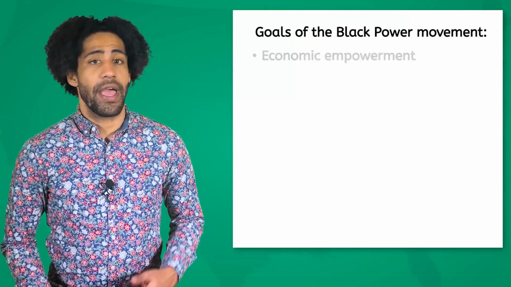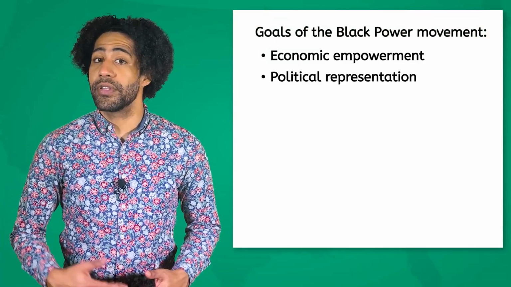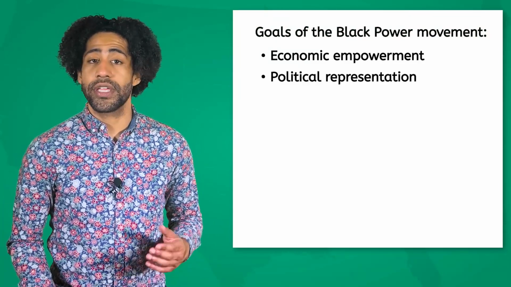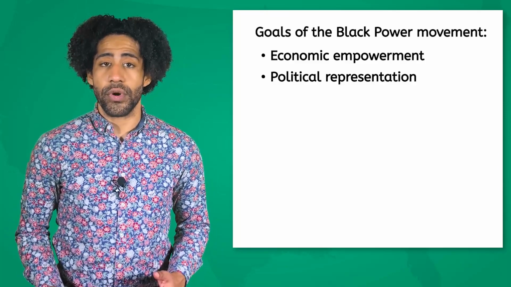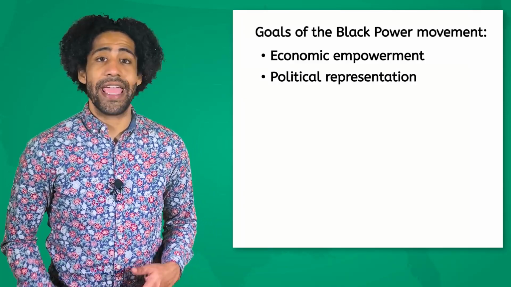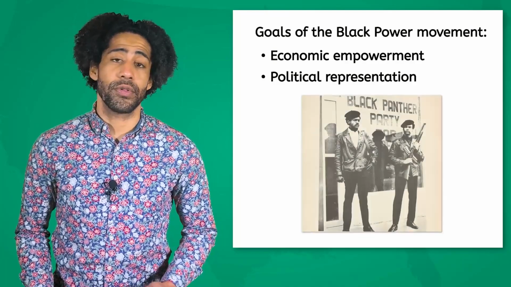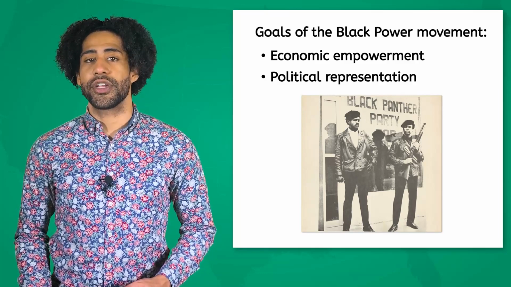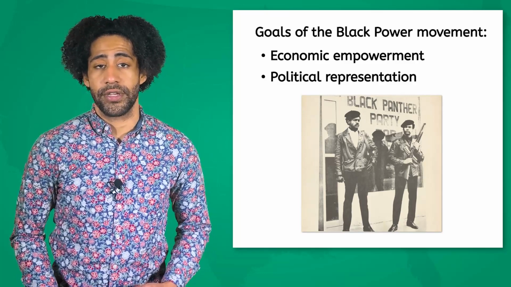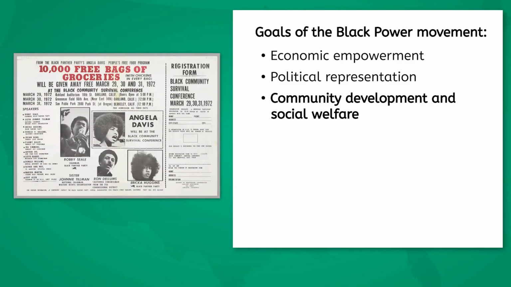Economic empowerment and political representation were key goals of the Black Power movement, which advocated for the support of Black-owned businesses, the establishment of Black political organizations, such as the Black Panther Party, and the election of African American officials. The movement also led to significant achievements in community development and social welfare.